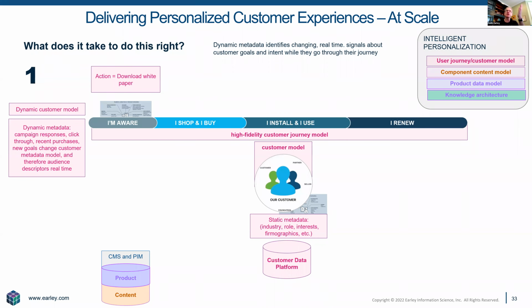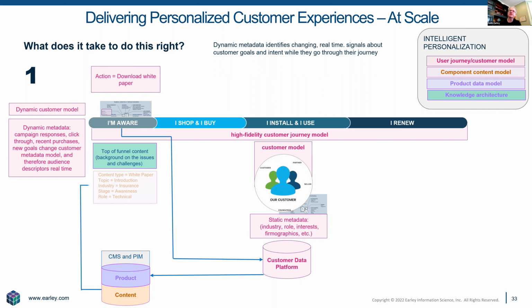So the way this would work is I download a white paper, I have top of the funnel content, that comes from my knowledge architecture. That's the expertise of a brand manager, the expertise of who knows what's going to draw customers in. Our customer data platform will consolidate that signal. Maybe there are other signals based on the static metadata, the slow metadata, and it'll make a recommendation. And it'll tell the content management system and the product information management system that this customer is giving us these signals, and let's make a recommendation.